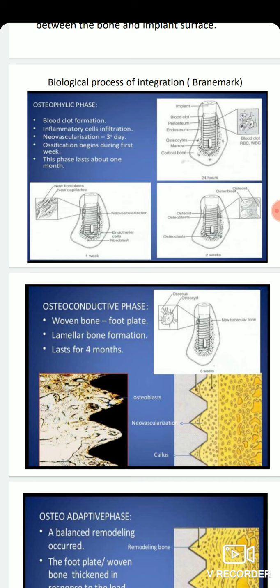What do you mean by neovascularization? Neovascularization is nothing but the new blood vessel formation at the site, and ossification begins during the first week, and the phase lasts for 1 month. So during this particular phase, the cells which appear in the picture are polymorphonuclear leukocytes, then macrophages and fibroblasts appear.